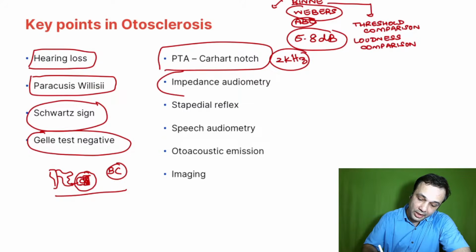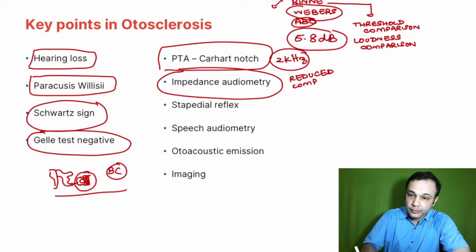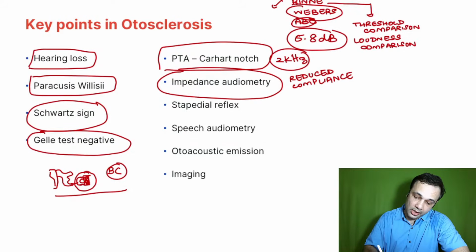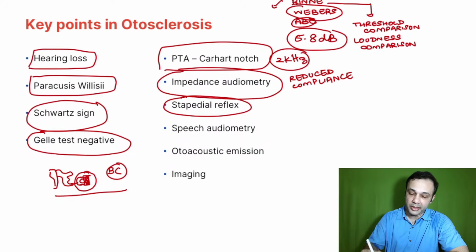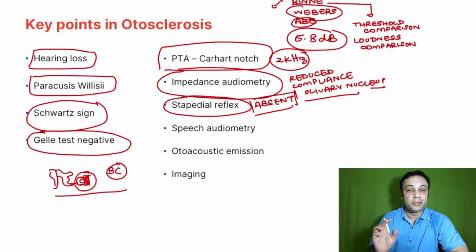When you talk about impedance audiometry in otosclerosis, what do you see? You see a reduced compliance, whenever you change the pressures, right? And then what else do you see? You see the stapedial reflex. Initially it will be present, later on the stapedial reflex will be absent. So remember, what is the reflex center for the stapedial reflex? It is the olivary nucleus. So the superior olivary nucleus is the reflex center for the stapedial reflex.